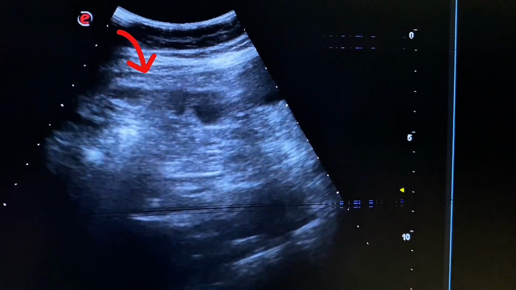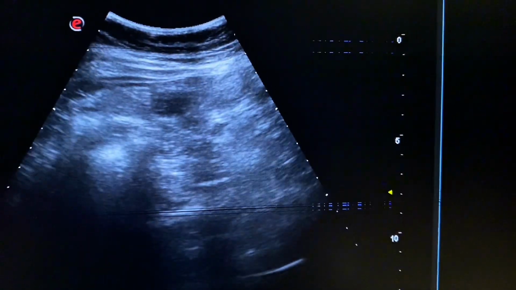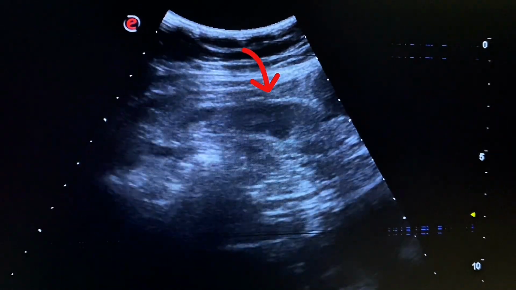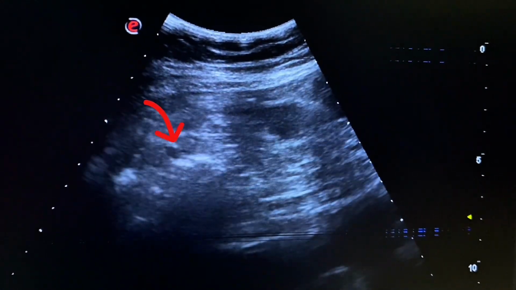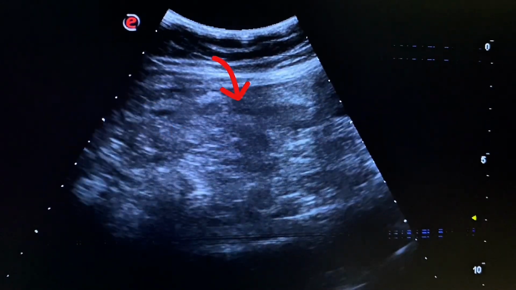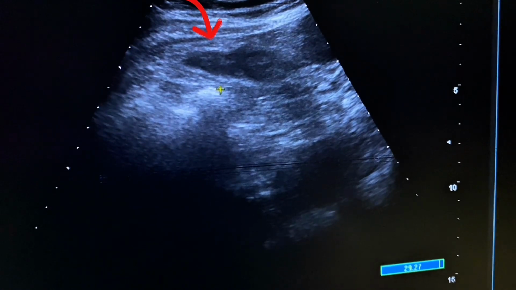Now we scan the origin of this lumen. This lumen is connecting with the cecum. Here we see the gases in the cecum. This is an inflamed appendix and the patient is feeling pain at this area.